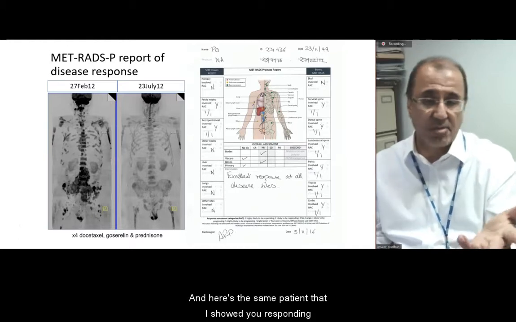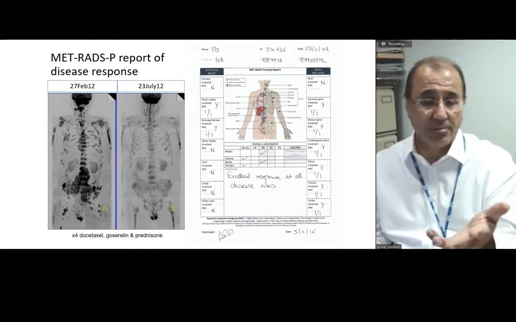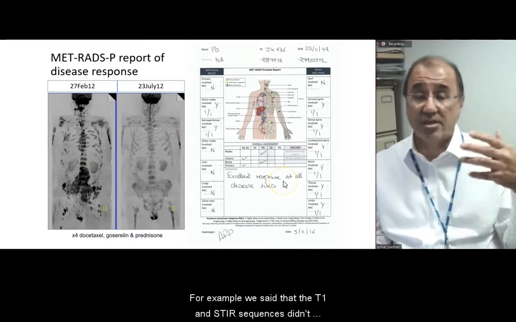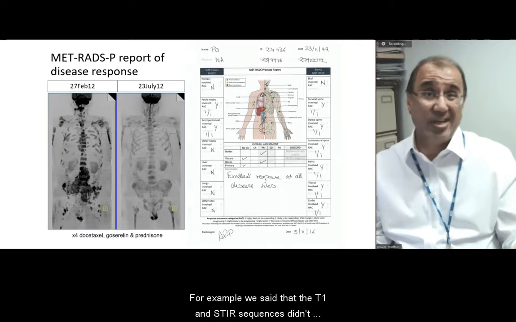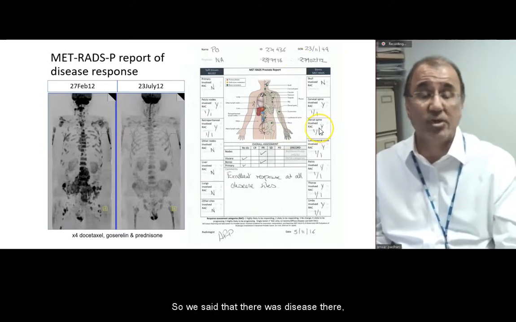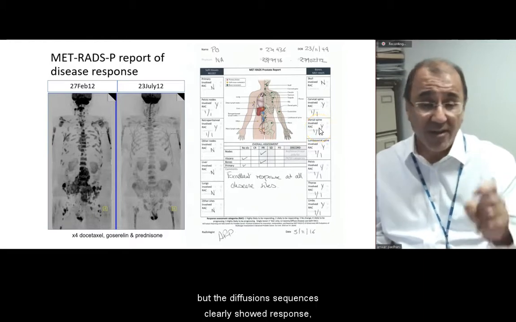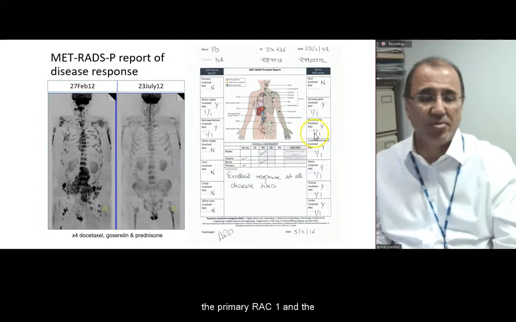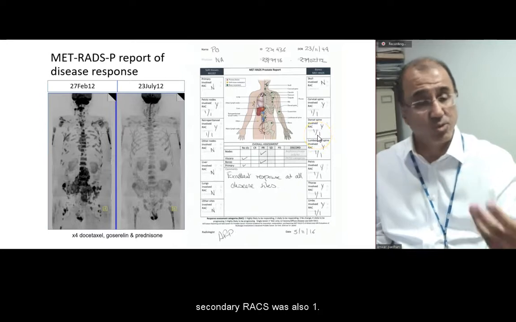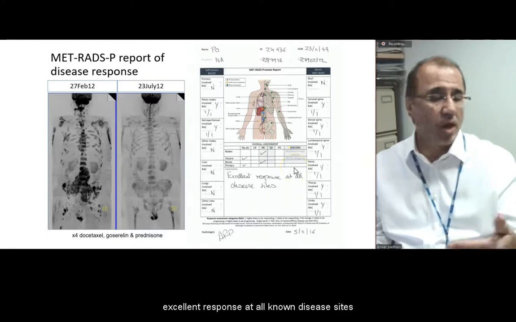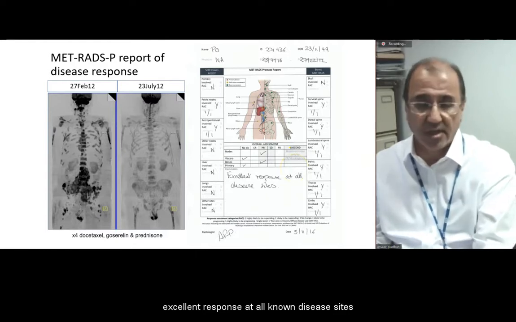And here's the same patient that I showed you previously, right? This patient we knew got better. For example, we said that the T1 and the STIR sequences didn't change, or looked even slightly worse. So we said, yes, it was involved because there were still signal changes, but the diffusion sequences clearly showed response. So it went to primary response assessment category 1, and the secondary response assessment category is also 1. And here we've written down excellent response at all known disease sites.